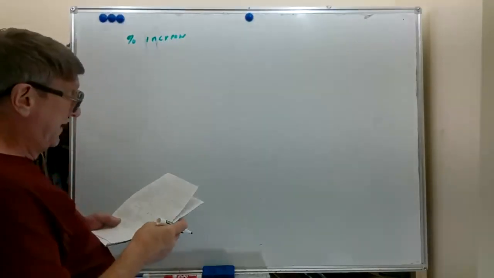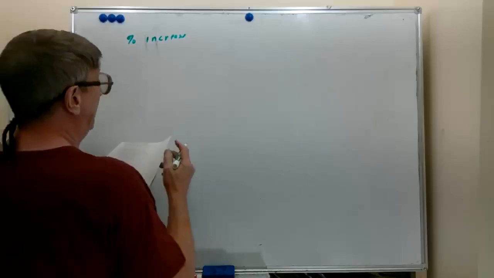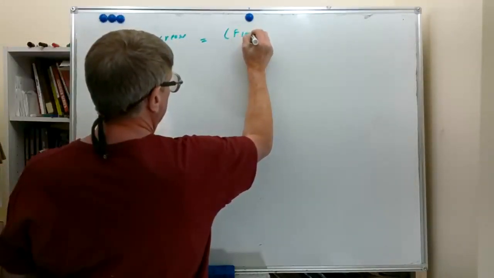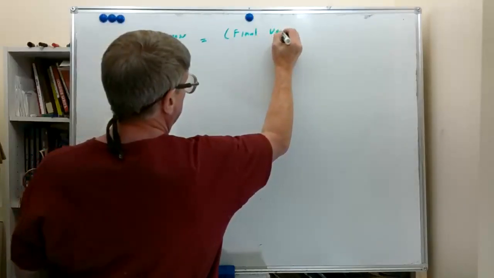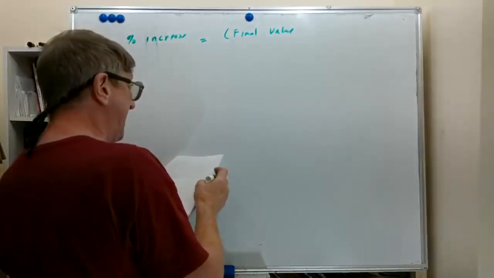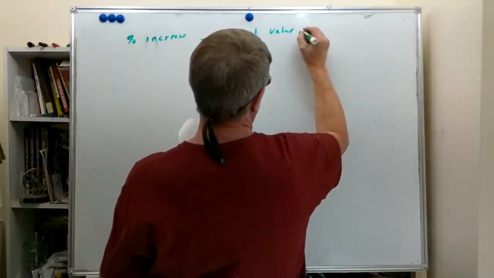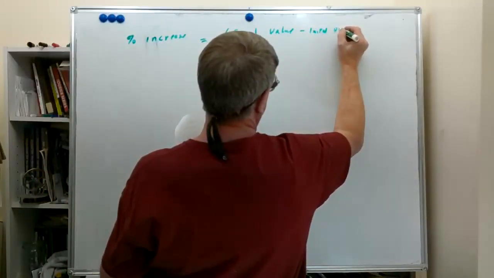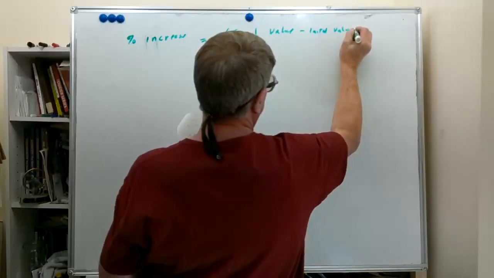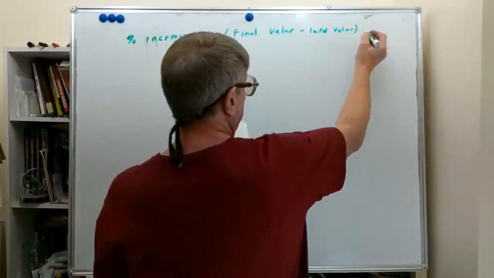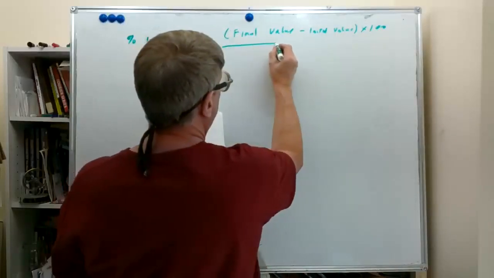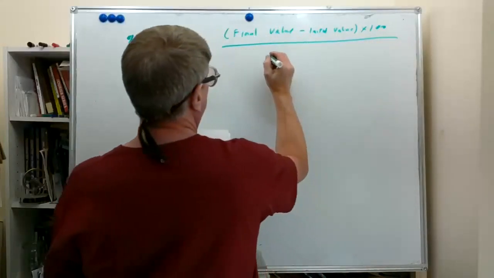How do we do that? We calculate that by taking the final value and we subtract from that the initial value. We multiply that times 100 and we put the whole thing and divide it by the initial value.